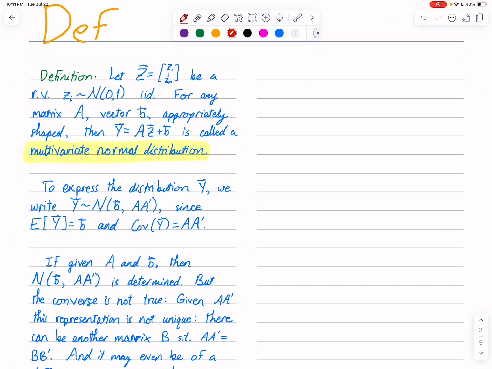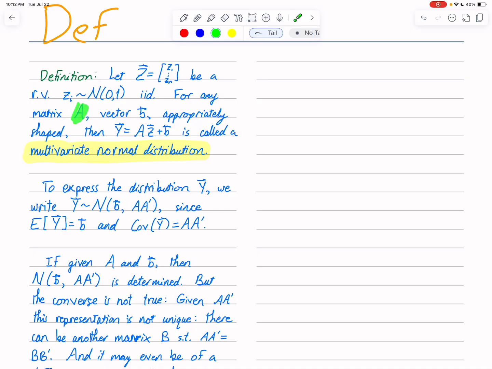So let's start from a definition. Imagine that we have some n random variables, each of them independent and distributed as a normal distribution with mean equal to 0 and variance 1. So this is an independent, identically distributed set of random variables, and we form them into a column vector.